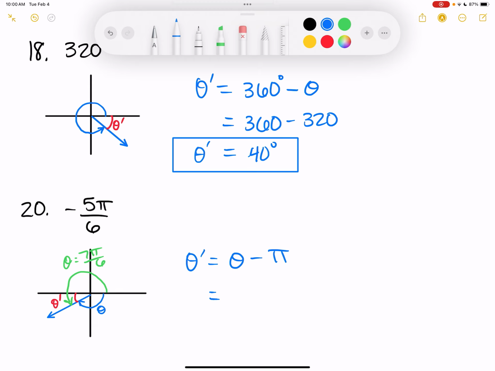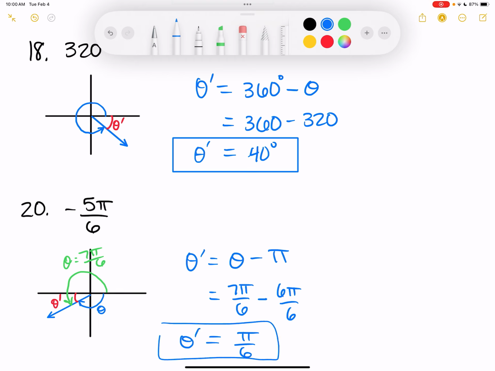So 7 pi over 6 minus, I'm going to rewrite this as 6 pi over 6. Okay, so I have a common denominator. So that is pi over 6. Which again makes sense. All the way around on half of it is pi. If I was at 5 pi over 6, that makes sense that there's only 1 pi over 6 left over.